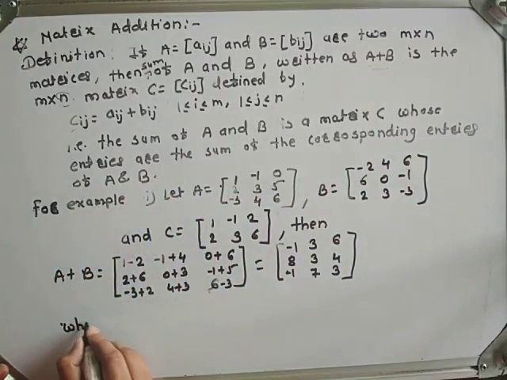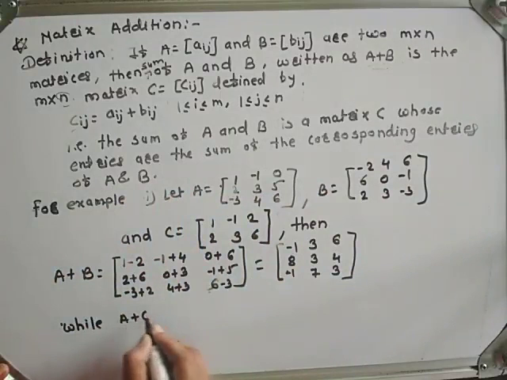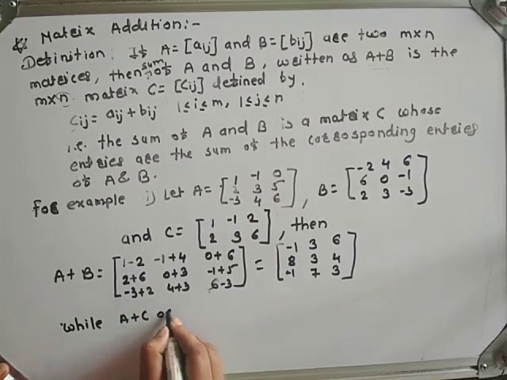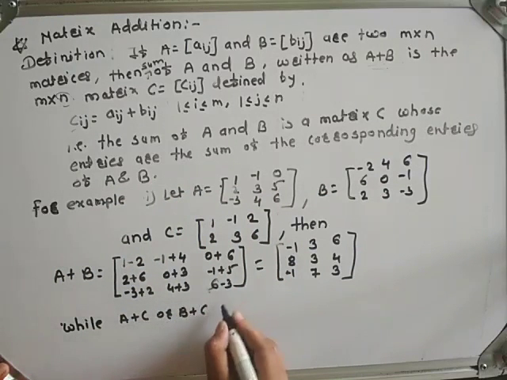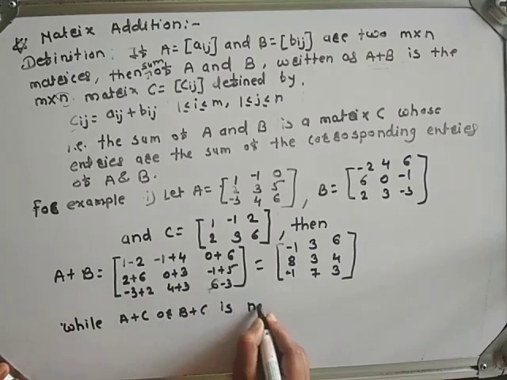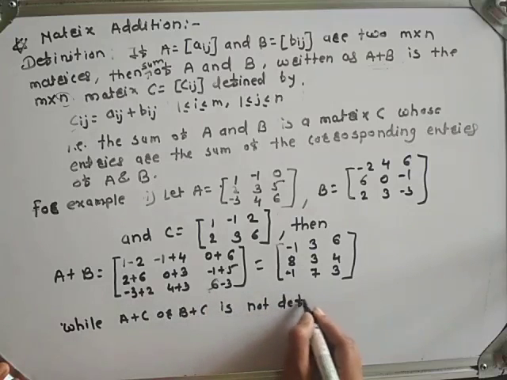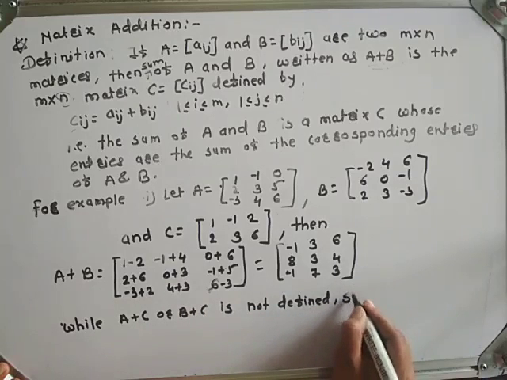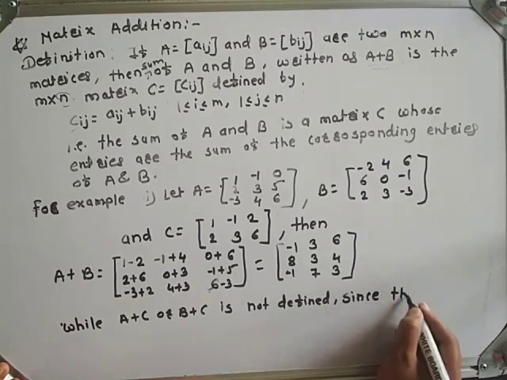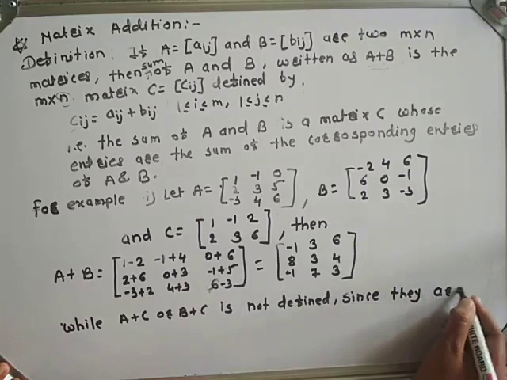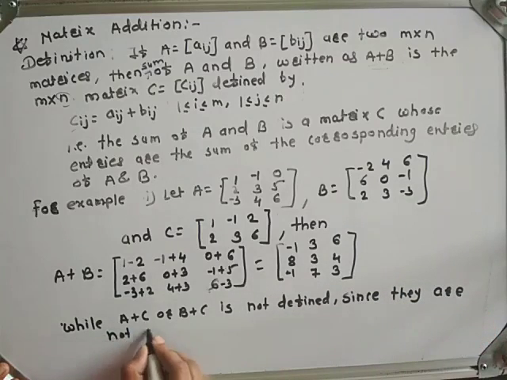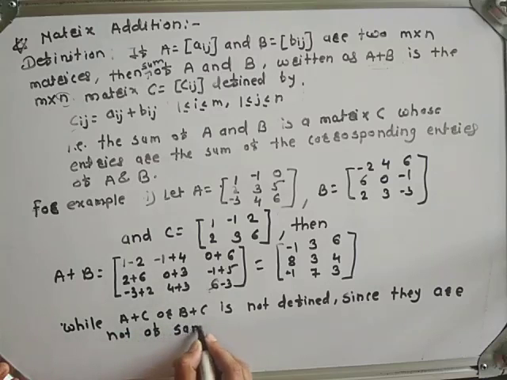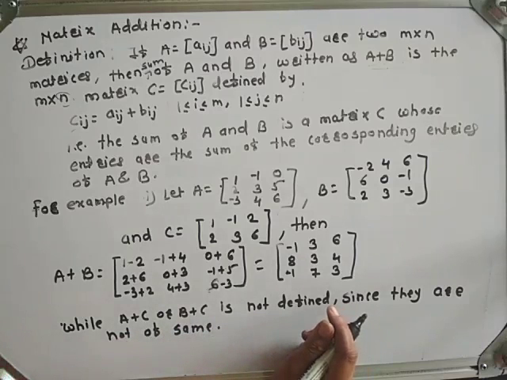While A plus C or B plus C is not defined. Why is this? Since they are not of the same size. For matrix addition, we require both matrices to be of the same size.